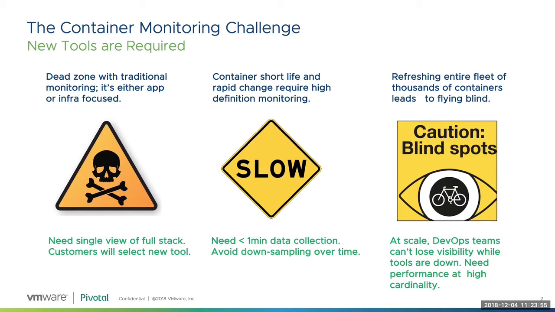Now, scale is a problem when this happens. Containers being up and down so much seem to generate a lot more data. And the reason why people create different tooling is because one tool can't support the scale that they need to put everything together into one.